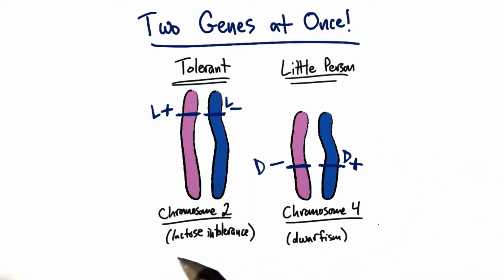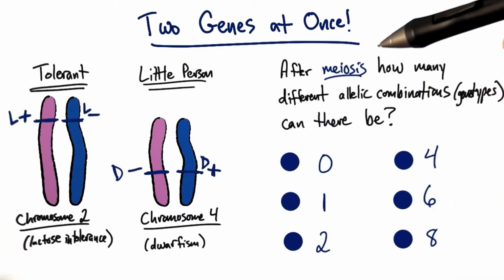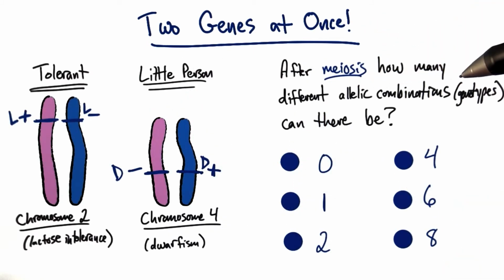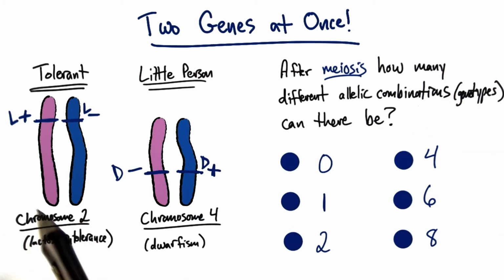And what are the possible allelic combinations for them to make their gametes? So after meiosis, how many different allelic combinations or genotypes can there possibly be for this individual? They're heterozygous for the lactase gene, and they're heterozygous for the gene causing dwarfism.